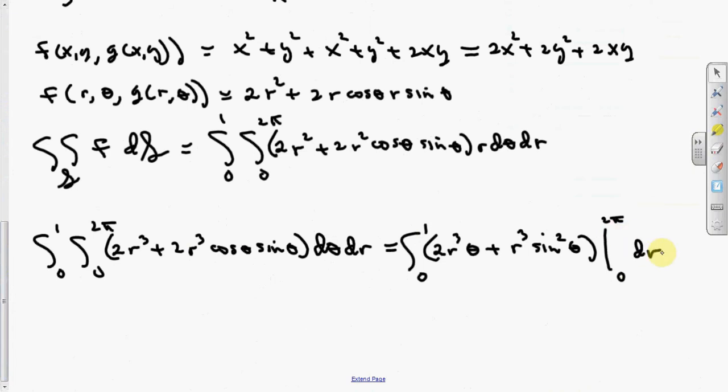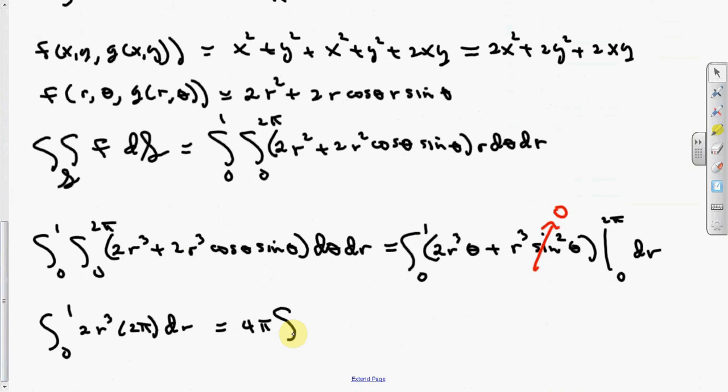Now check this out. That sine squared theta evaluated from 0 to 2 pi is just 0, right? I'm hitting sine on 2 pi, that's 0. Then I'm hitting sine on 0, that's 0 too. But that leaves that theta in the front. You do the evaluation, that goes to 0. But then don't forget, I'm going to replace that theta with the 2 pi. So this is the integral from 0 to 1 of 2r to the third times 2 pi dr. So I have 4 pi in the front.